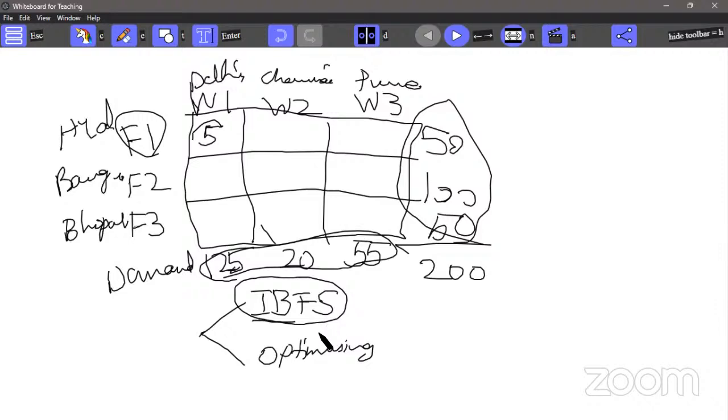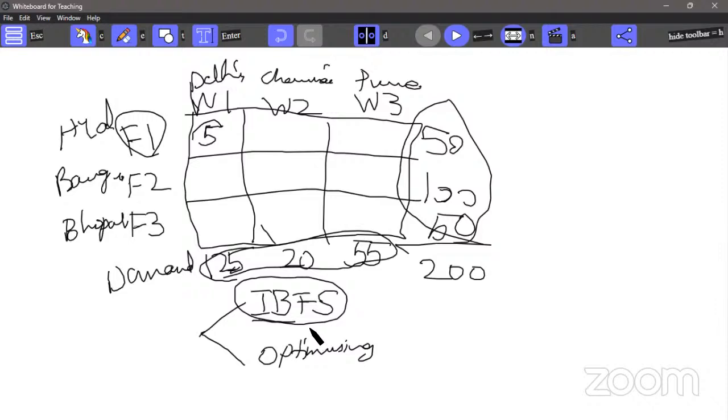Suppose we are planning to have a conference in our college. Can I have it on February 30th? Is it feasible to have it on February 30th? No, because it doesn't exist. It is not practical, isn't it? Yes. So a feasible solution is nothing but a practical solution.